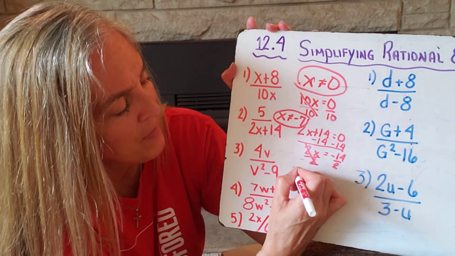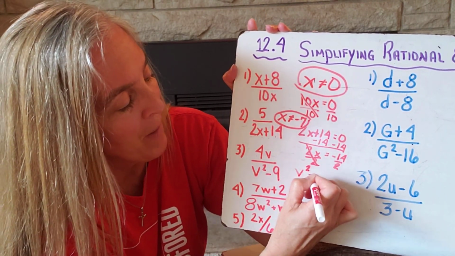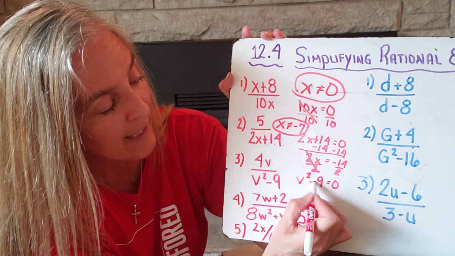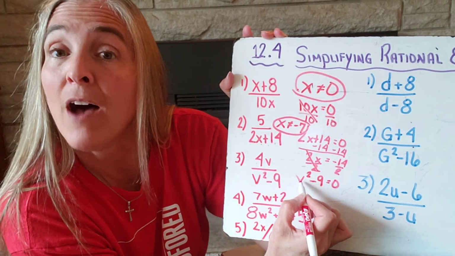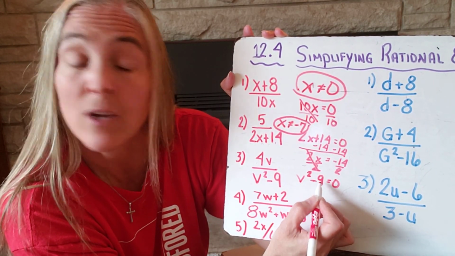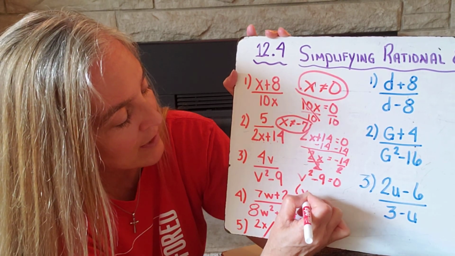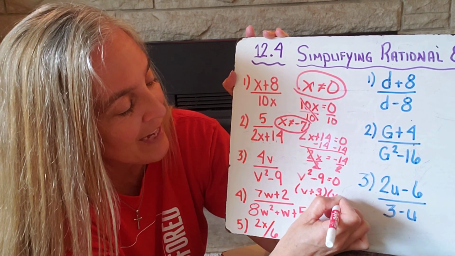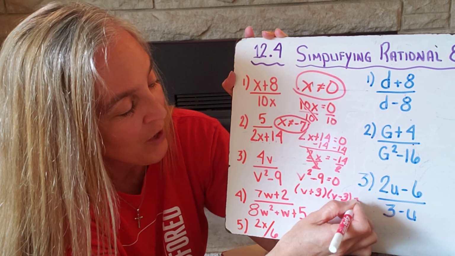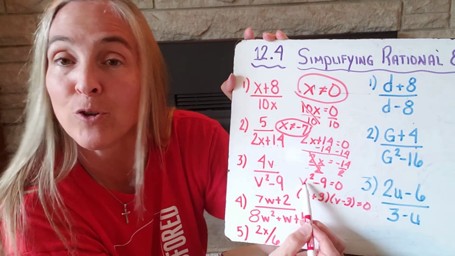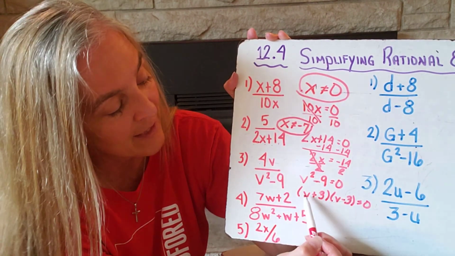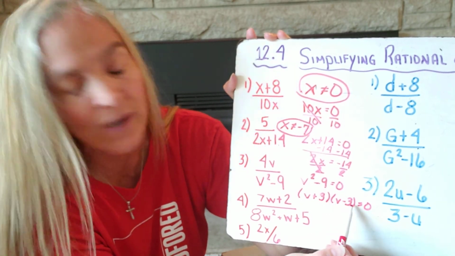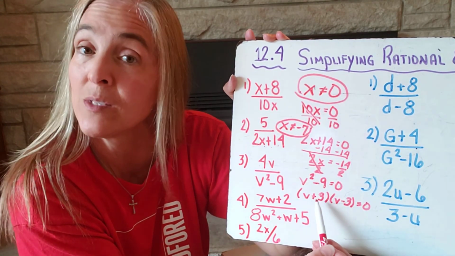Number 3, v squared minus 9 equals 0. Well, I recognize that this is the difference of 2 perfect squares. So when I factor this, I would get a v plus 3, and I would get a v minus 3. Remember, you square root the first term, so you put v as the first term in each of your parentheses. You square root the 9 and put a 3 in each of the parentheses, and one gets plus, one gets minus.